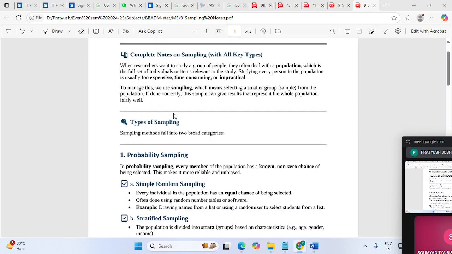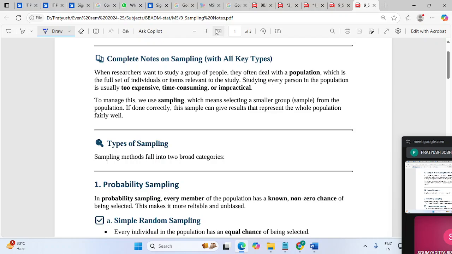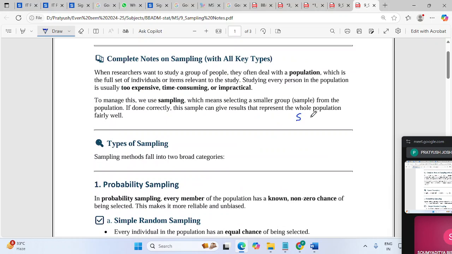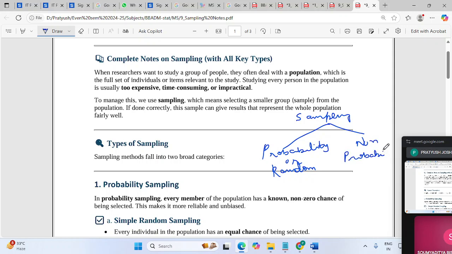Roughly speaking, there are two types of sampling. I'll try to write it here. Sampling is of two types. One is probability sampling. It is very closely related to random sampling also. Probability sampling, roughly speaking, can be called random sampling, but there is a small difference. And then another is non-probability sampling. I'll try to quickly explain what I mean by this.